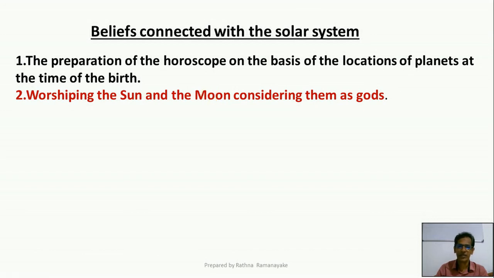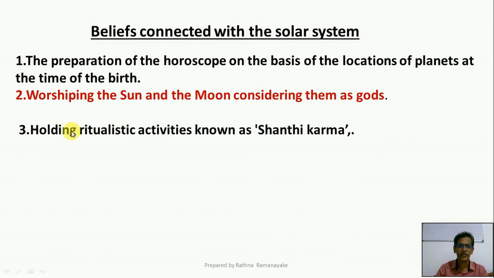Holding ritualistic activities known as Shanti Karma. Ritualistic activities. Right? People believe that planets can bring bad fortunes, right? Misfortunes on us. So they hold various ritualistic activities known as Shanti Karma.